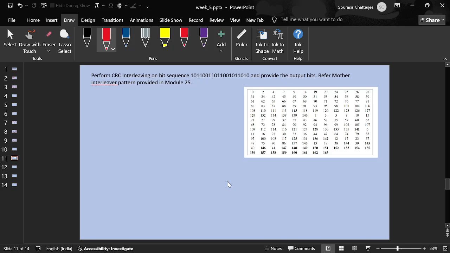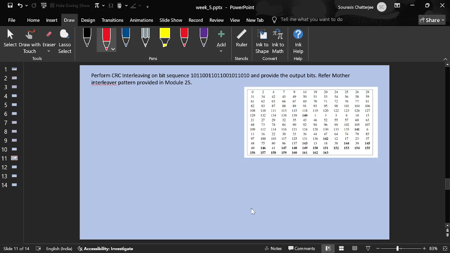Next it asks about something called the mother interleaver pattern. What is that? For example, we have the figure here. What do we mean by the mother interleaver pattern, and why does the concept of a mother interleaver pattern even arise here? Because we can derive any interleaving from this mother interleaving pattern, for any number of bits.